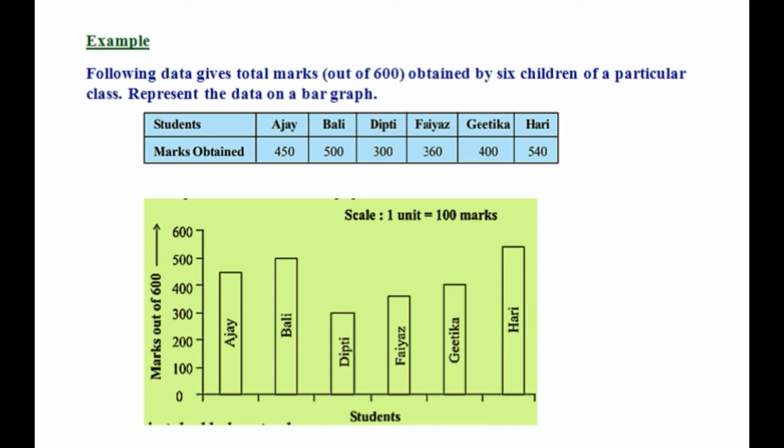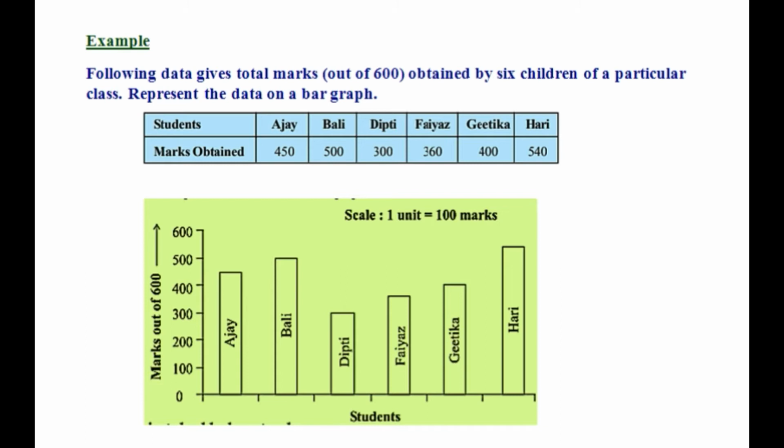Now you leave one box, that is 1 unit. The first unit you leave. In the second unit you draw the bar of Ajay. Ajay is 450. So 400, and the middle, correctly in the middle, you complete the bar. That is Ajay 450. Next, 500. In the next bar you take 500, up to 500 you draw.